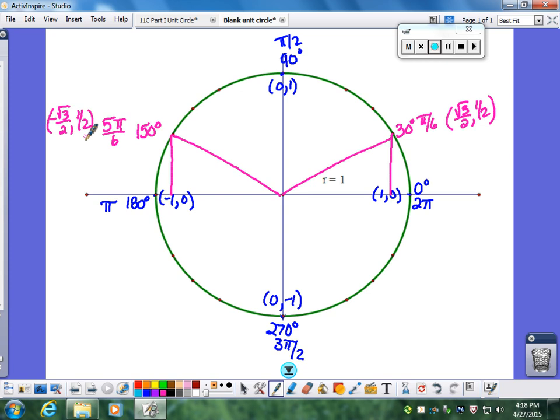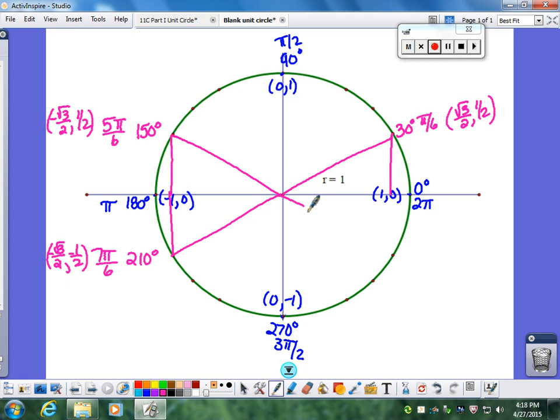All right, let's continue counting. So we were at 5, 6, 7. Here's another reference angle. So 7 times 30 is 210, or 7 pi over 6. And here both our x and y are negative. So negative square root of 3 over 2, negative 1/2.